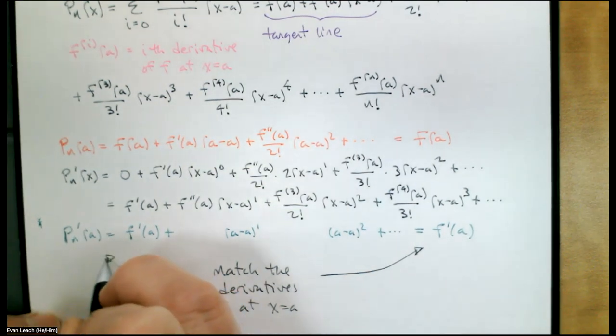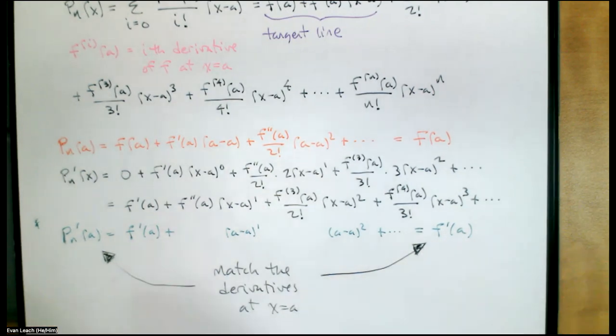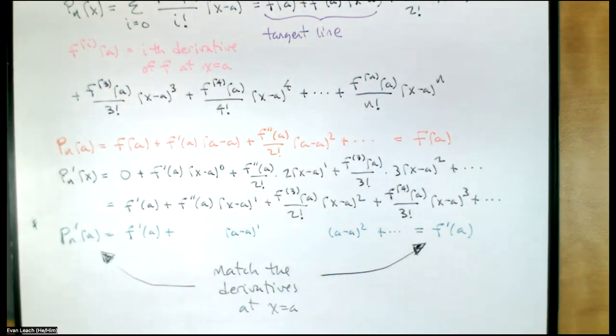And that's how we build Taylor polynomials. And it's the same way we built tangent lines. It's just tangent lines and keep going. Taylor polynomials means tangent lines that keep going to degree n. Taylor series is just keep going forever.